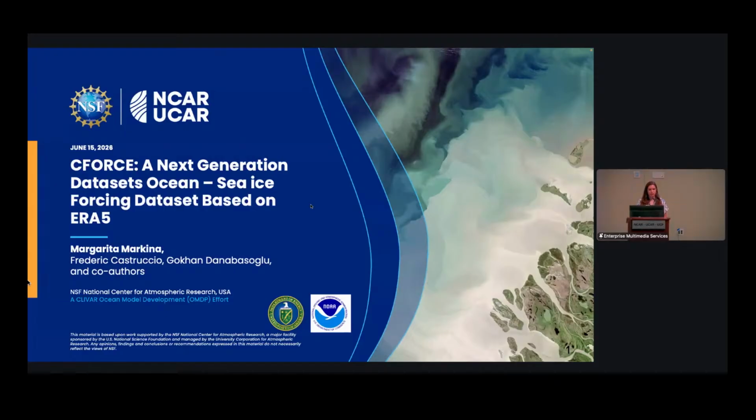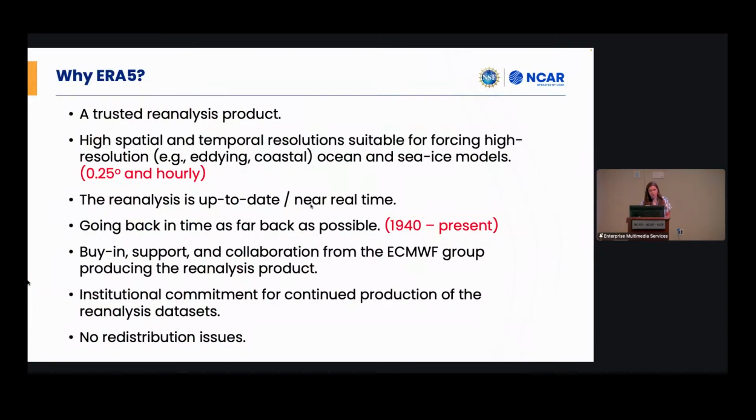Good afternoon, everyone. Today I'm going to talk about the dataset for forcing ocean sea ice models that we are developing here at NCAR. This forcing dataset is based on the ERA5 reanalysis. Why did we choose ERA5? Because ERA5 is a trusted reanalysis product. It has high spatial and temporal resolution that is suitable for forcing high-resolution regional, coastal ocean and sea ice models. It has quarter-degree resolution and hourly data. This reanalysis is up to date and updated in near real time.